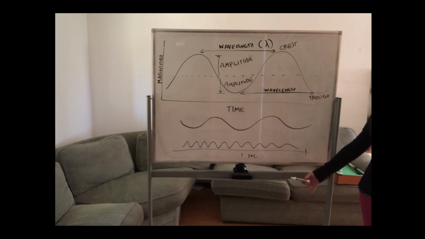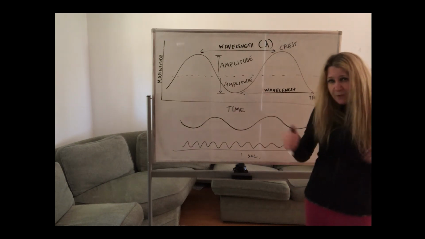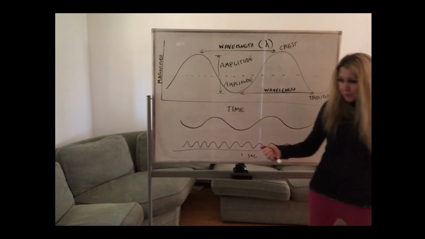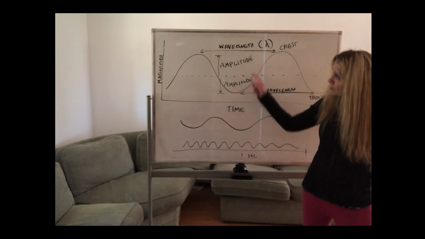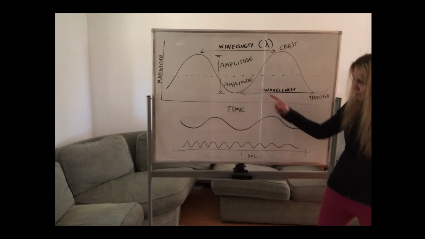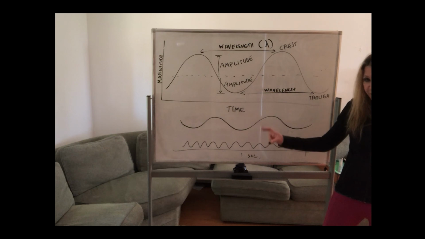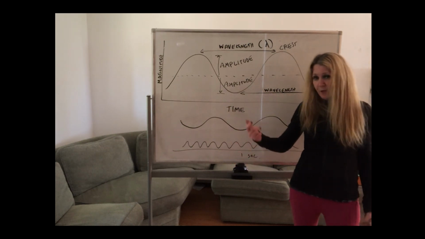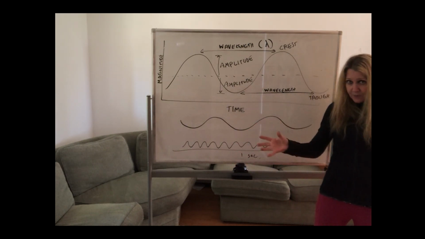But the frequency increased. How do we know the speed of the waves? Well, we use the wavelength, right? The distance from the crest to the crest or from trough to trough. And then we use the frequency, or the number of waves per second, to figure that out.